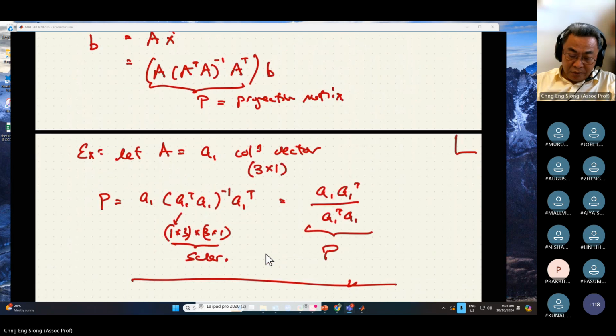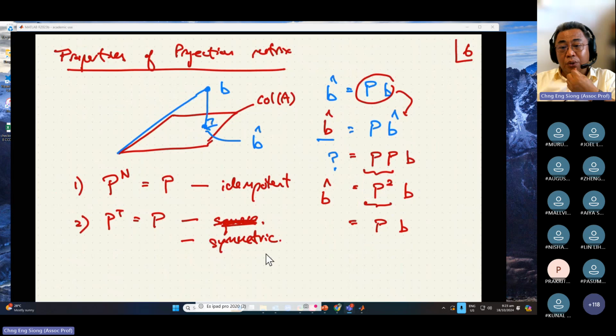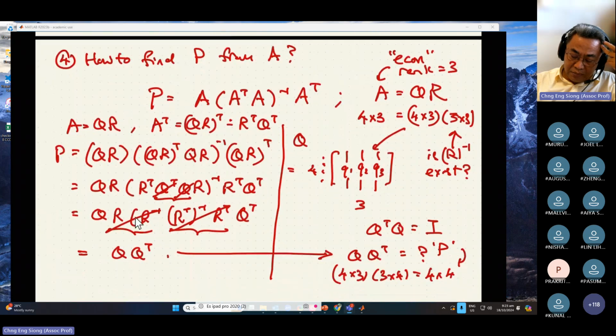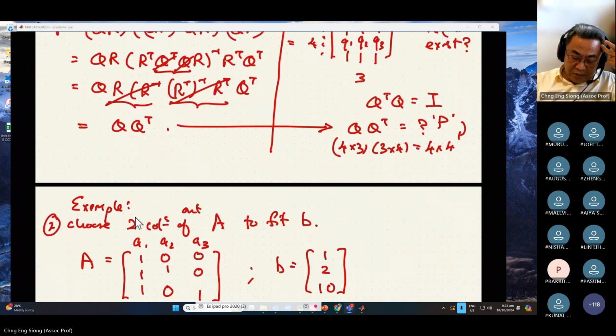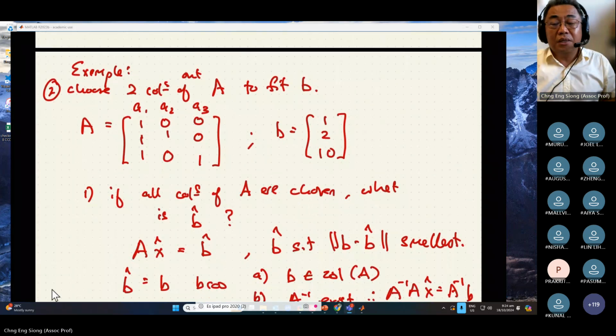Okay? And then we went through very quickly the properties of the projection matrix, which are two properties. P to the n equals P, meaning I keep on multiplying P by itself, it never changes. P transpose equals P, it's symmetric. And with that, I think I'm done. Right? So we are done with least squares.